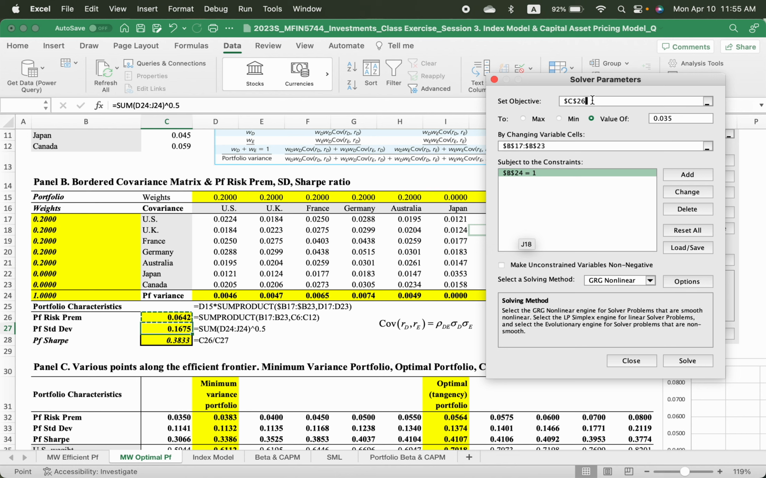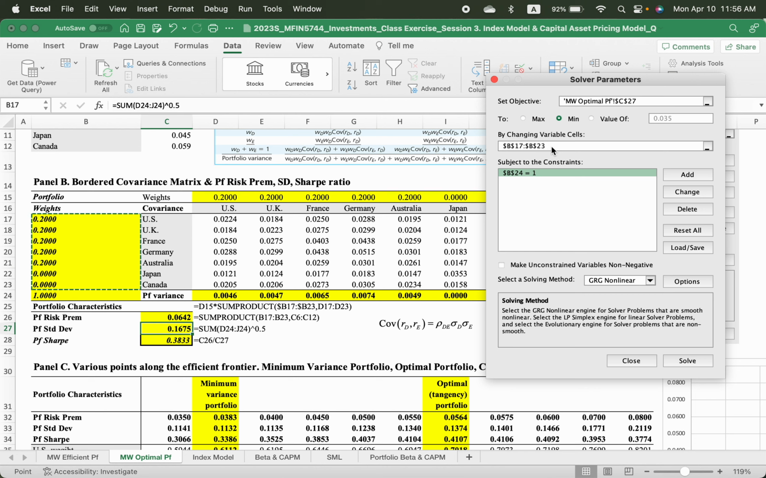Standard deviation. What is standard deviation? Okay, there we go. This is standard deviation. We want to make this standard deviation minimum, right? By changing the cell of all these weights. And then Excel will find the optimal weight that reaches the minimum standard deviation.